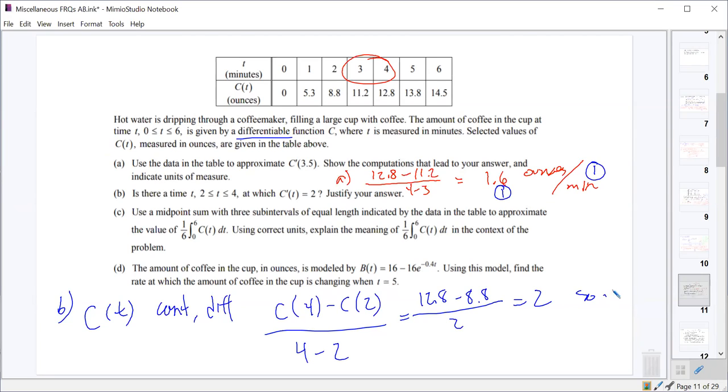And so, yes, by MVT, the average rate of change is equal to 2 on that interval. So somewhere on that interval, according to the mean value theorem, since the function is continuous and differentiable, the instantaneous rate of change must be 2. Good or no? How many points? Oh, right. I don't know. 2. One for the setup and one for this.